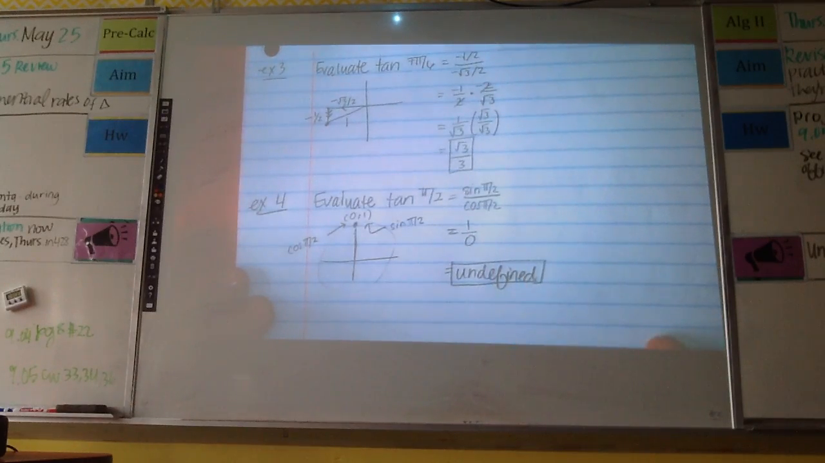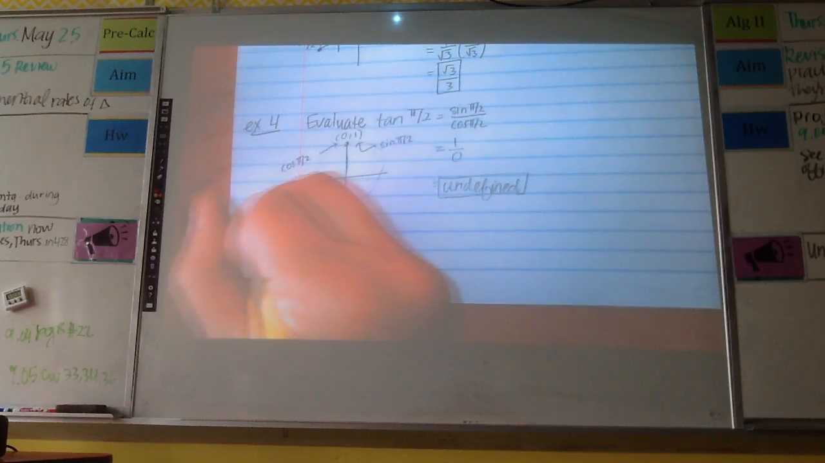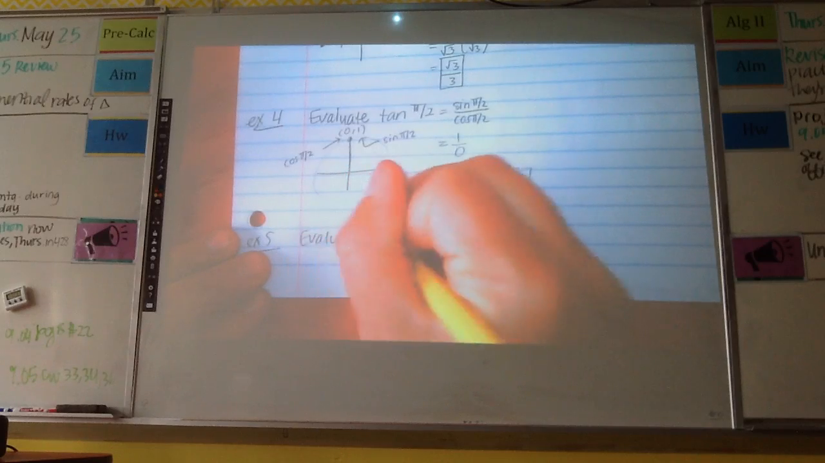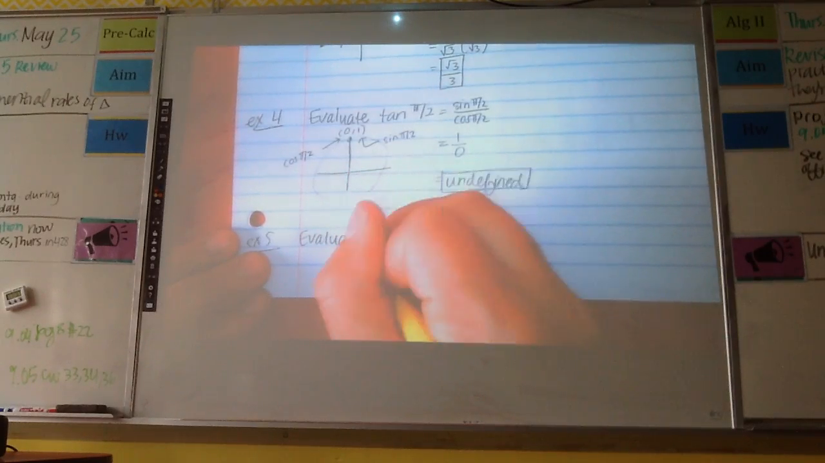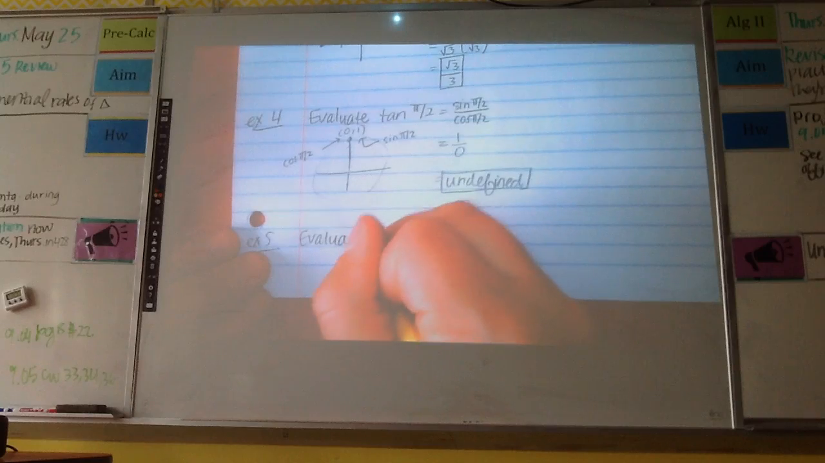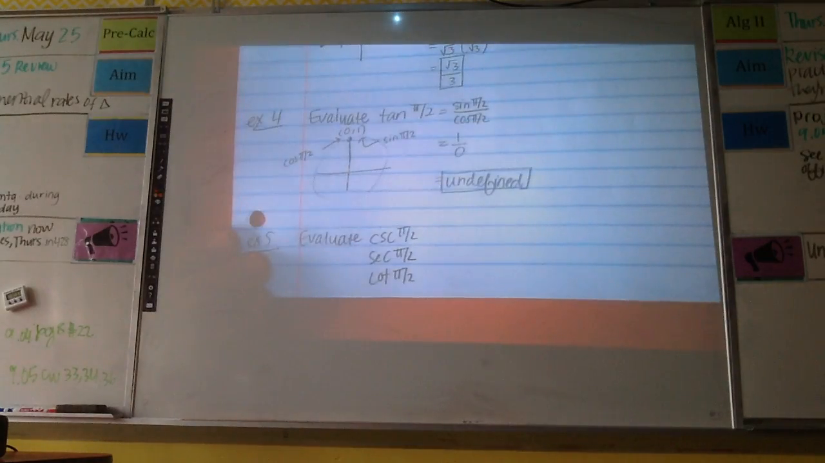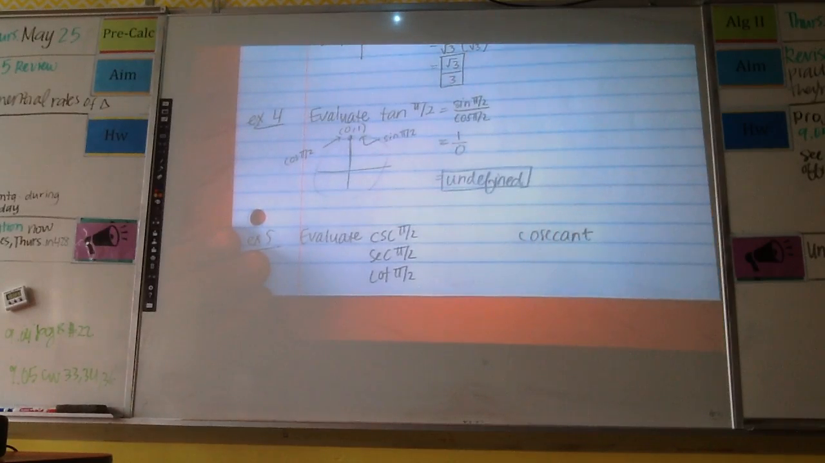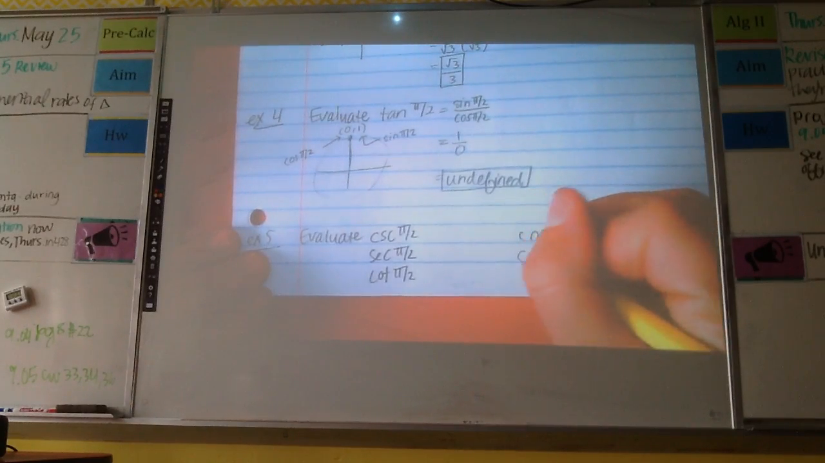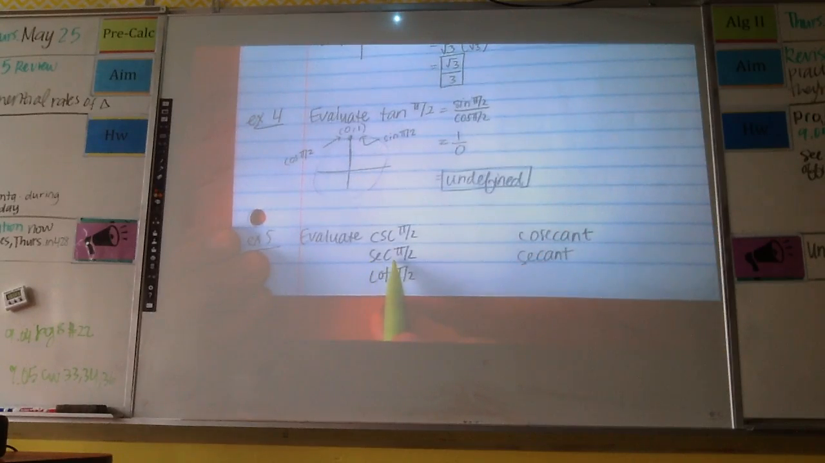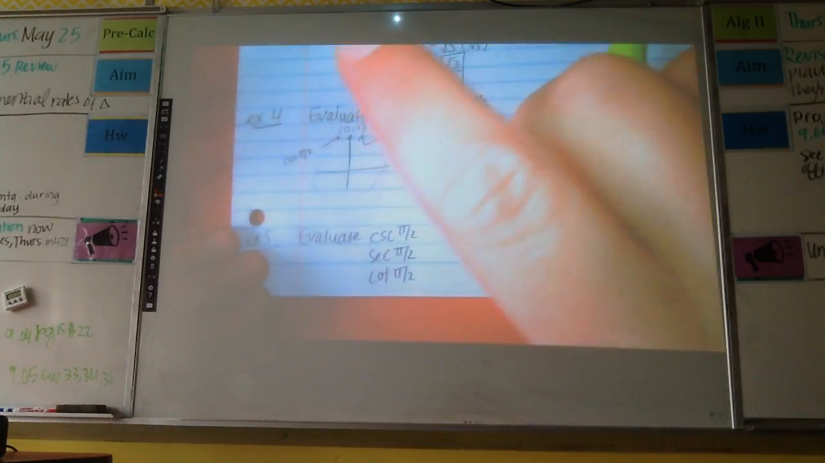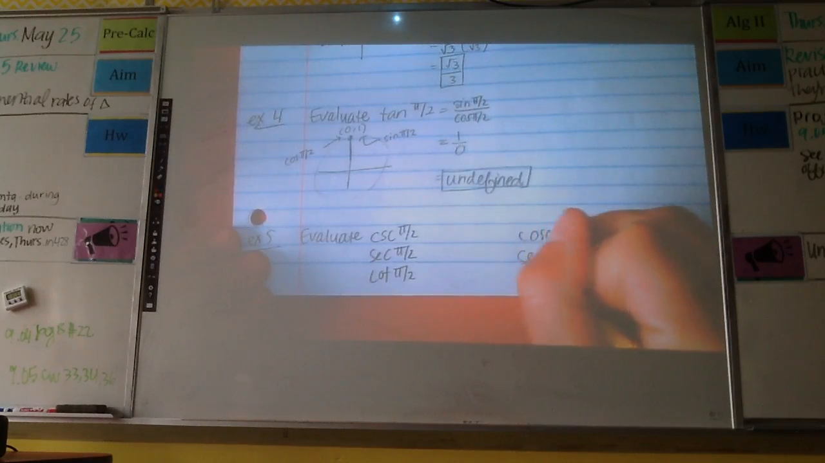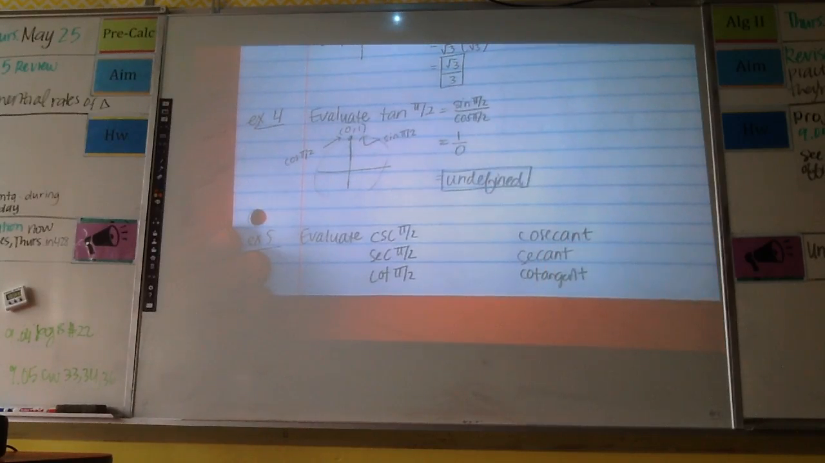Okay, last problem. What if I use the same angle and asked you to evaluate the cosecant of pi over 2, the secant of pi over 2, and the cotangent of pi over 2. I'm keeping them in this order because cosecant is the reciprocal of sine. Secant, abbreviated SEC, is the reciprocal, meaning you're just flipping the fraction, of cosine. And cotangent is the reciprocal of tangent.